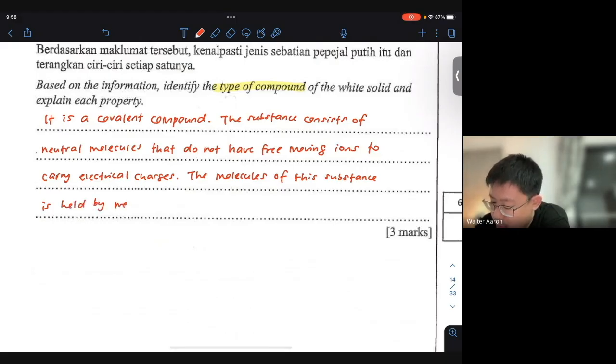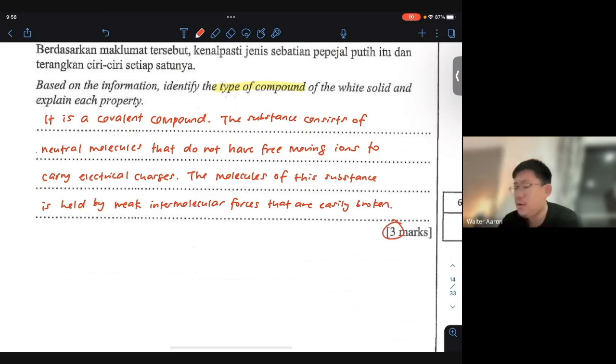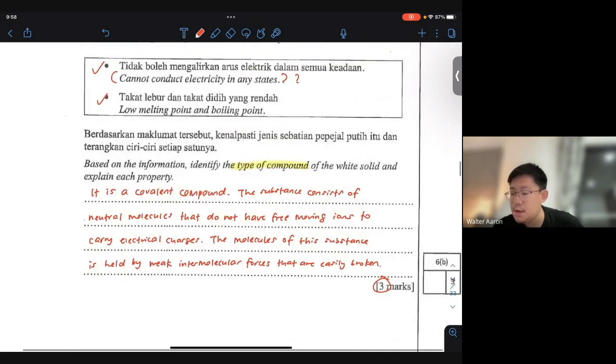by weak intermolecular forces. You can choose to put van der Waals if you want to, no problem. Okay, so you say here weak intermolecular forces that are easily broken. So if you want to explain that, you can get 1 more mark from there.